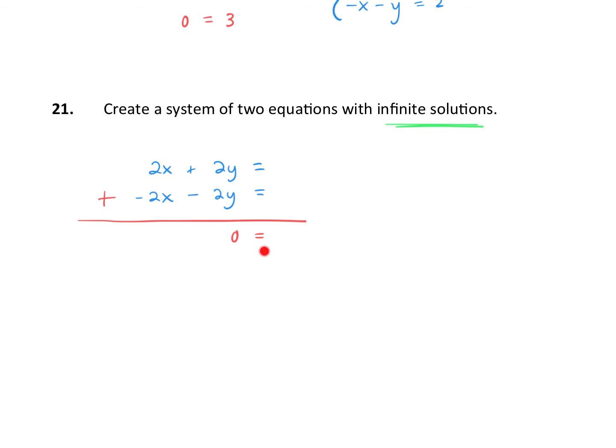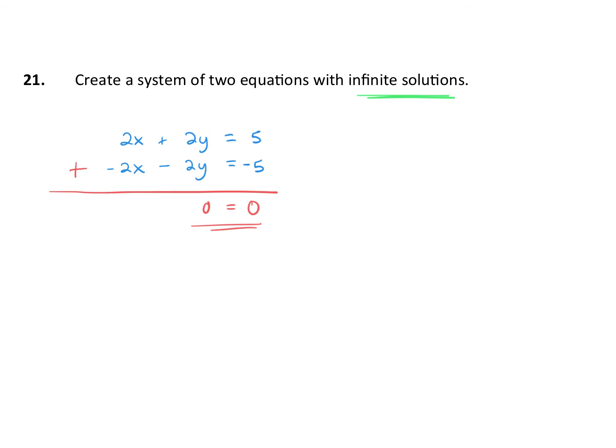Now I need this to be a true statement. So if I have 0 on the left, I need a 0 on the right. So whatever two numbers I put here need to cancel each other out or add up to 0. So maybe I put a 5 here. I'm going to make this a negative 5 there. So 5 plus negative 5 would give me 0. That's a true statement, therefore there are infinite solutions. So just to recap, the system that I just created: 2x plus 2y equals 5, negative 2x minus 2y equals negative 5.